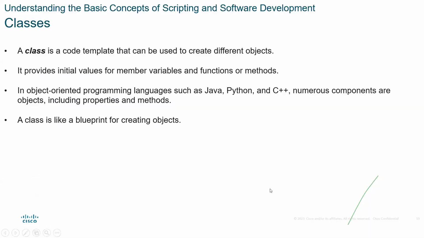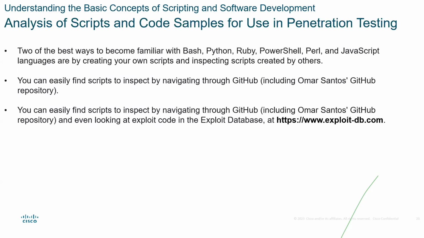So a class is a code template that can be used to create different objects. It provides initial values for member variables and functions or methods. A class is like a blueprint for creating objects, meaning something that's been tried and tested. It forms a guide. Like we said, it's a code template. So you can look at a class for maybe market or sales. You can look at a class for perhaps penetration testing, reconnaissance tools, all of those exist. Different programming languages have their own classes.